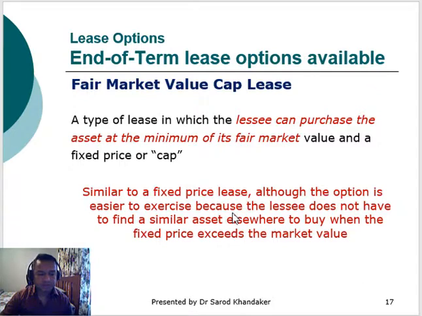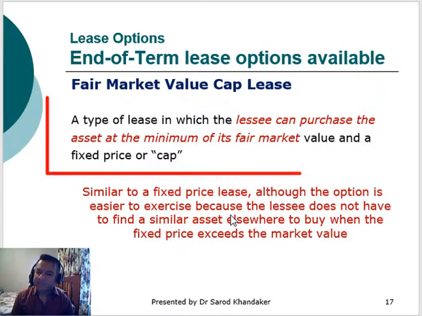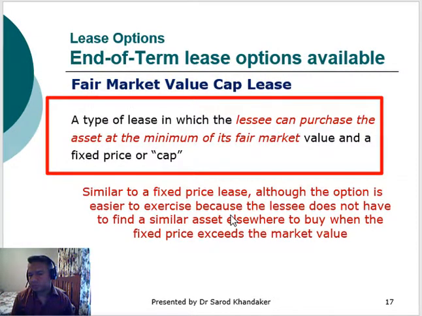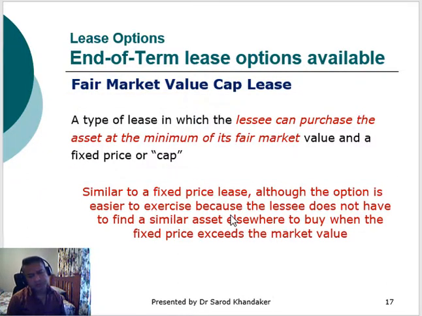The next option is called the fair market value cap lease. So this is a type of lease in which the lessee can purchase the asset at the minimum of its fair market value and a fixed price, or the cap. So it's very similar to the fixed price lease, although the option is easier to exercise because the lessee does not have to find a similar asset elsewhere to buy when the fixed price exceeds the market value. So these are the different types of lease options that are available for the lessee.